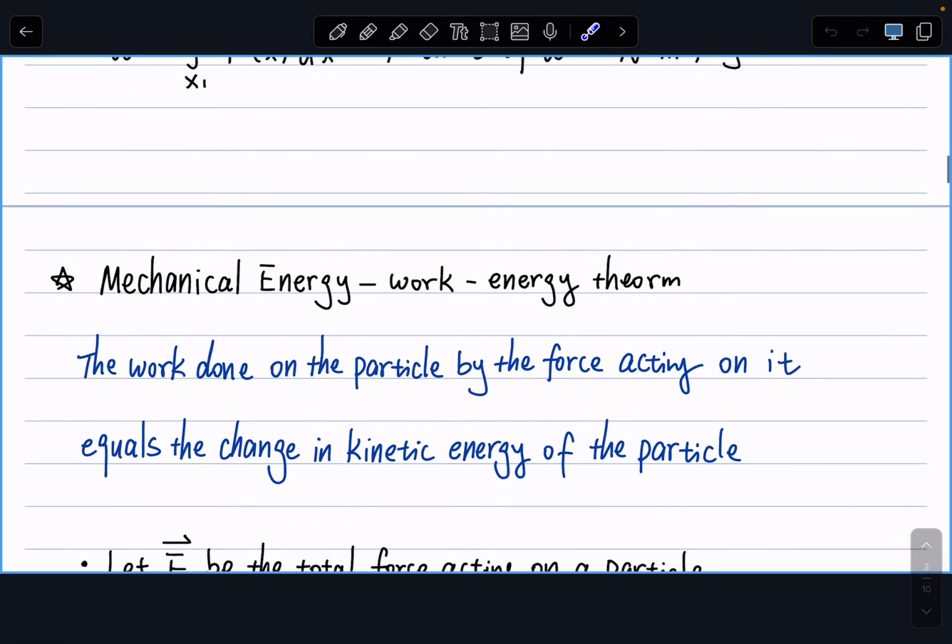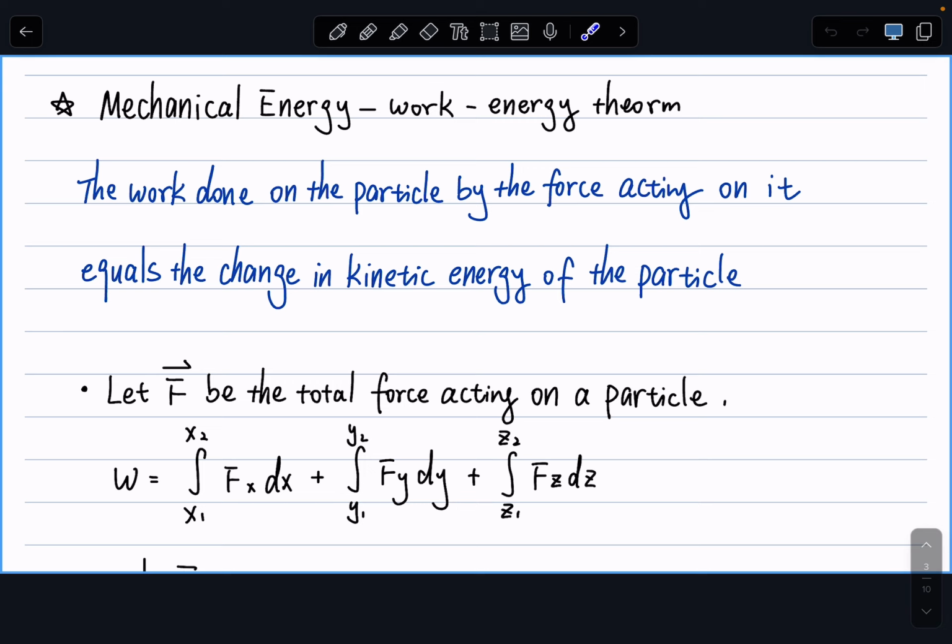More specifically, if we look at mechanical energy, the work-energy theorem says that the work done on the particle by the force acting on it equals the change in kinetic energy of the particle. So work itself describes the change of kinetic energy of that particle. That's the work-energy theorem.